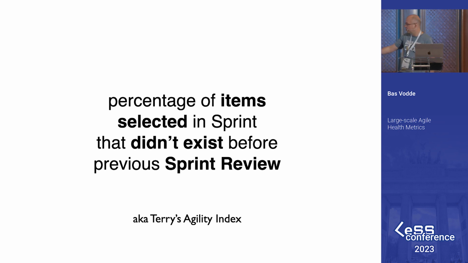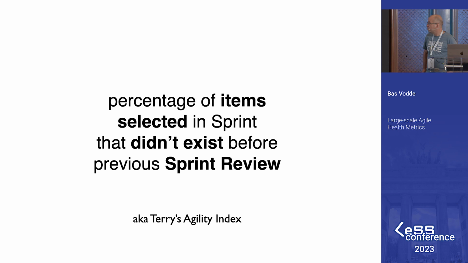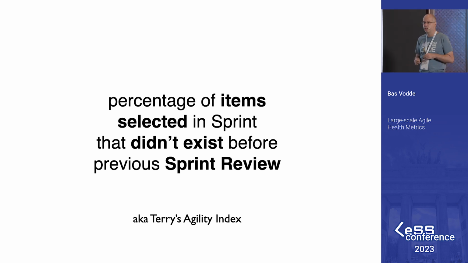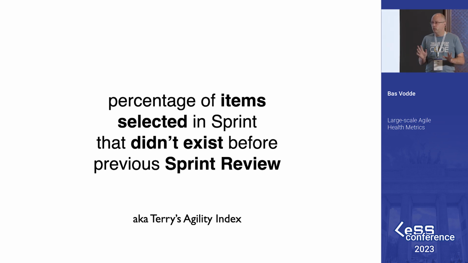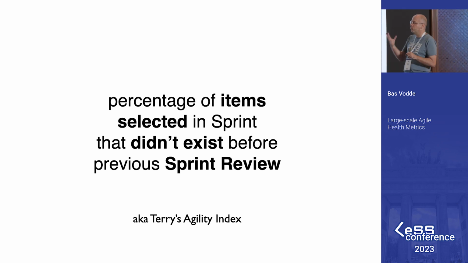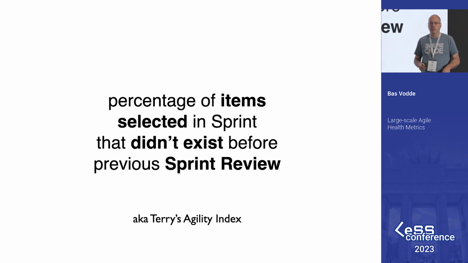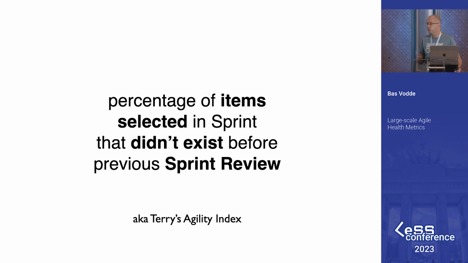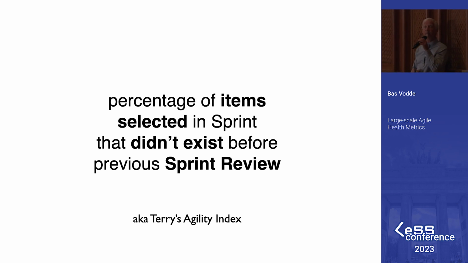This is something that we sometimes call the Terry's Agility Index, percentage of items selected in a sprint that didn't exist before the previous sprint review. For a lot of adoptions that I work on, this is 0 because they still have a fixed scope and they pretend to do agile development, but they don't actually use the feedback because of their fixed scope, and it becomes very visible for that. Obviously, 100% all the time is a bit weird, and setting targets for it is even weirder. And Craig's addition to this is also the percentage of items in PBR that didn't exist at the last sprint review.